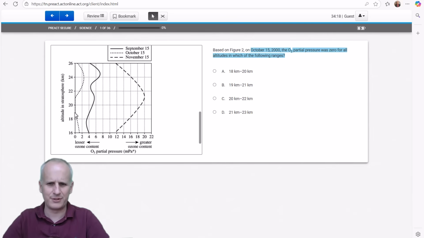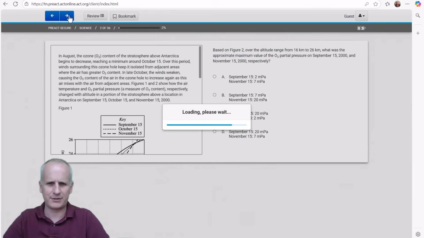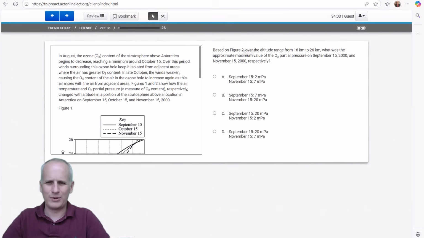And so the 0 is going to basically be happening from our altitudes here of about 19 kilometers to about 21 kilometers. So we'll select choice B and move on to the next question. Once again, we will read the question first. We didn't even read this whole thing up front. We're going to attack it all piecemeal.